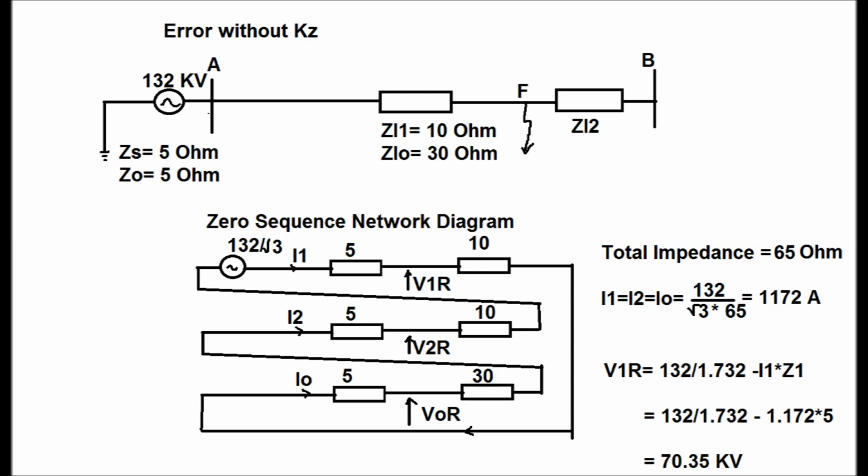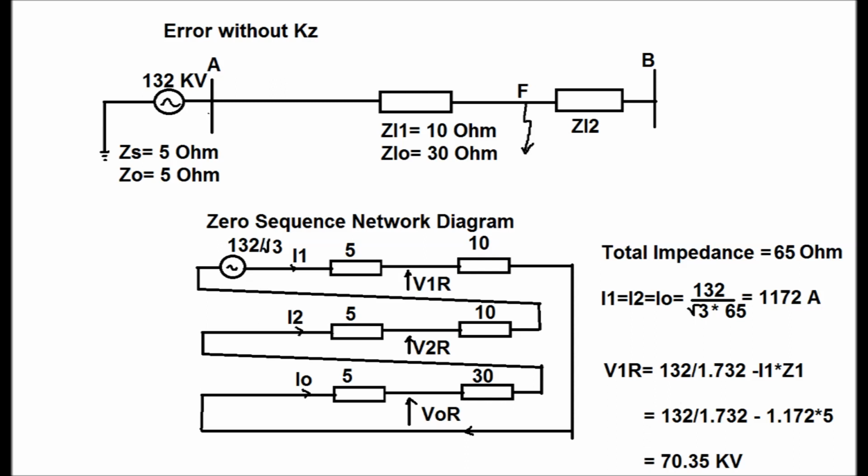For simplicity we can say that 10 ohm is equal to 10 kilometer, and the fault at point F is 10 kilometer from the substation A end. It should be noted that from the substation A end the distance relay measures the distance as 10 kilometer. So let us see what the distance relay will actually see for this fault without the KZ factor.